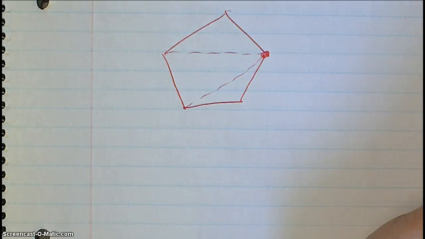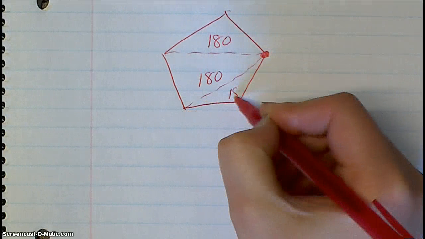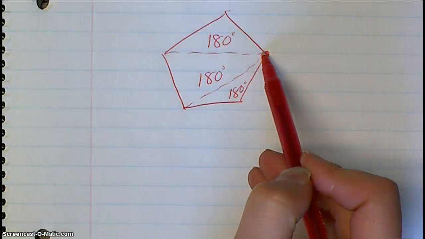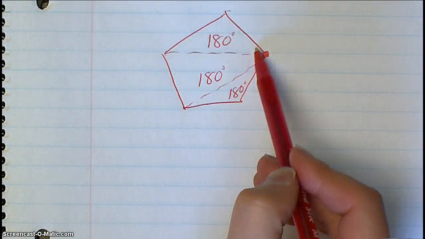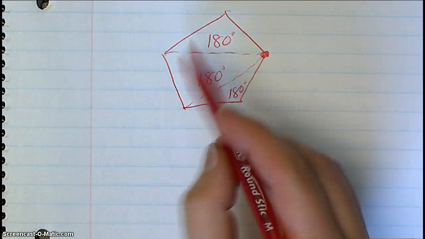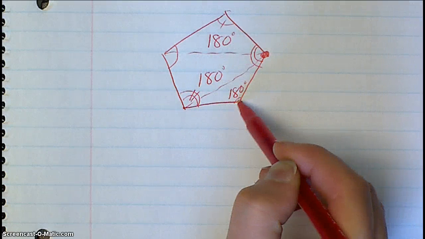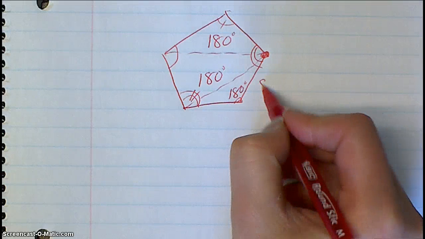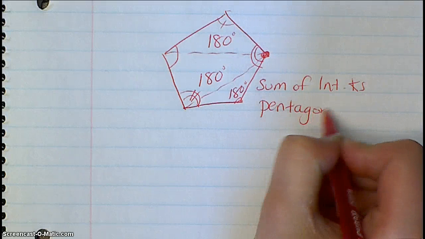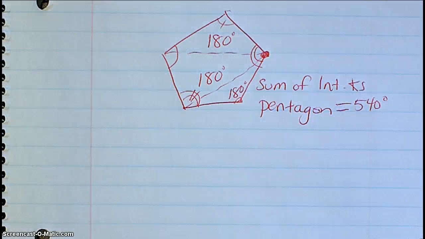Now, if we take a look at what we've just created, we basically made three triangles, and we know that inside a triangle, the sum of all the interior angles is 180 degrees. So for a pentagon, here's 180 degrees, here's 180 degrees, and same thing here. Well, if I put all those together, it will give me the total angles inside of this pentagon, and that's the interior angle. So the sum of interior angles for a pentagon is equal to 540 degrees.